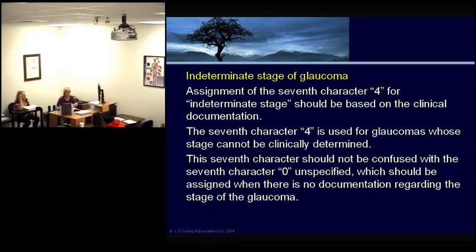So don't, indeterminate means they were not able to stage it. It doesn't mean that he didn't specify it. So he or she is going to say indeterminate. But if they just say glaucoma and they don't give you a stage, then you're going to use the 0.